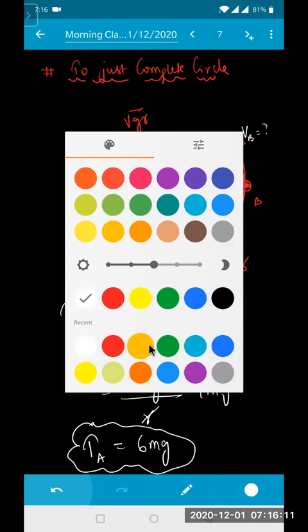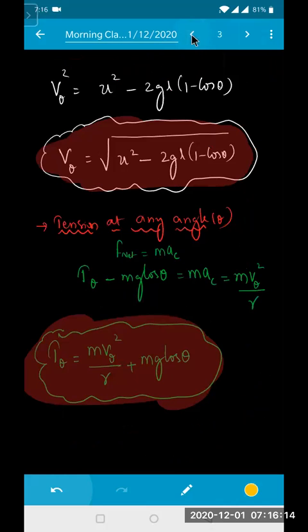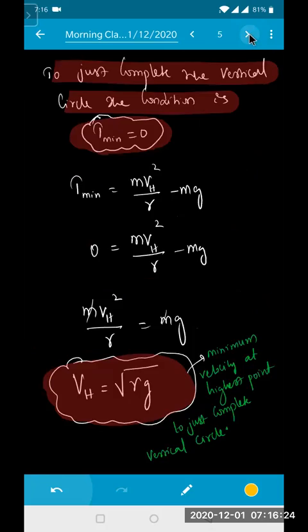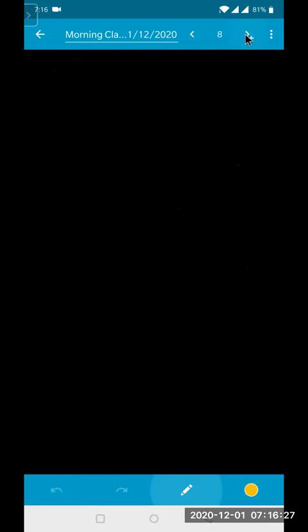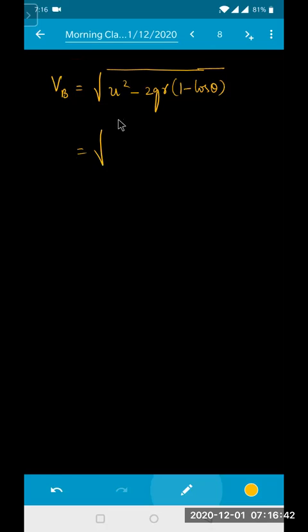You know the velocity at any angle? You know the formula for velocity at any angle? The velocity at any angle formula is under root of U square minus 2g into L into 1 minus cos theta, where U is the initial velocity. That means I can write here the velocity at point B is equal to under root of U square minus 2g into R into 1 minus cos theta. So what will be the U? At the lowest position, what is the value of U?